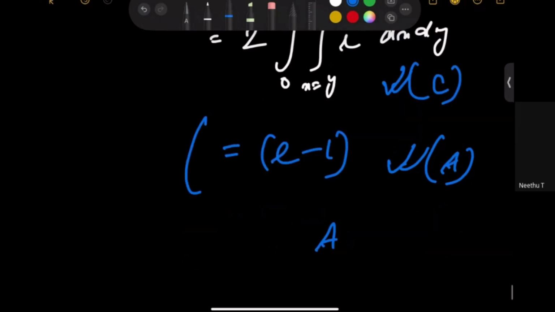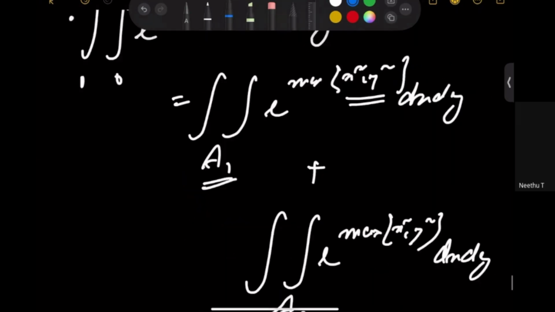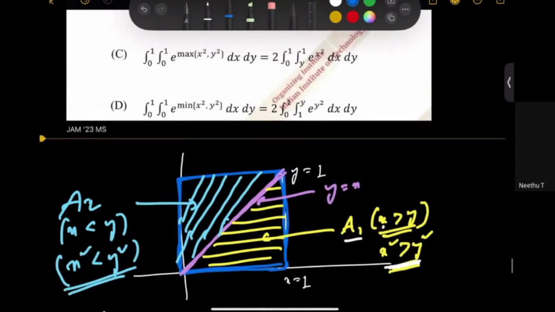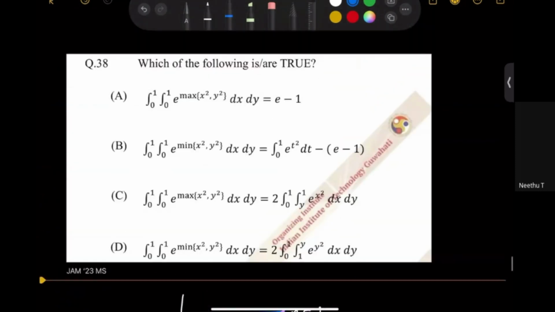So A and C are correct options, and B and D are wrong. You can verify that easily. The idea is just to break up this area to take care of the max and min functions. That is it.